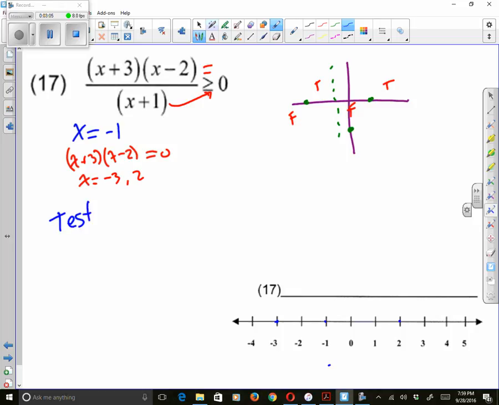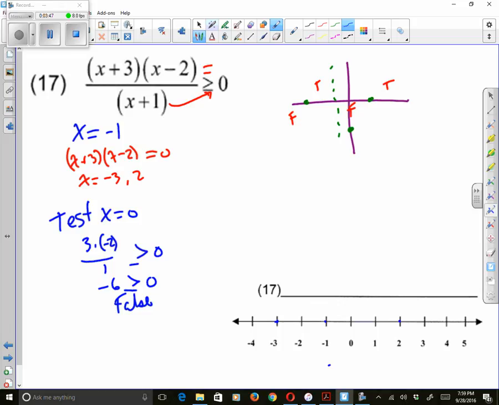I like plugging in 0 for x and finding out what happens. So if x equals 0, that's between one of the partitions. Then we're going to get 3 times -2 divided by 1 is greater than or equal to 0, so -6 is greater than or equal to 0. That's going to turn out false, which is what we expected it to. So we kind of know this is going to alternate.